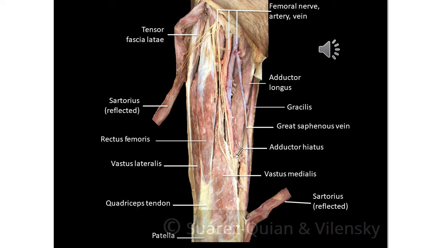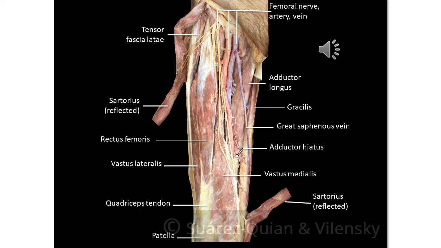So these are the important muscles that are present in the anterior compartment of the thigh, and the main nerve supply of these muscles is the femoral nerve. The femoral nerve is considered to be the main nerve of the anterior compartment of the thigh. And what are the actions?